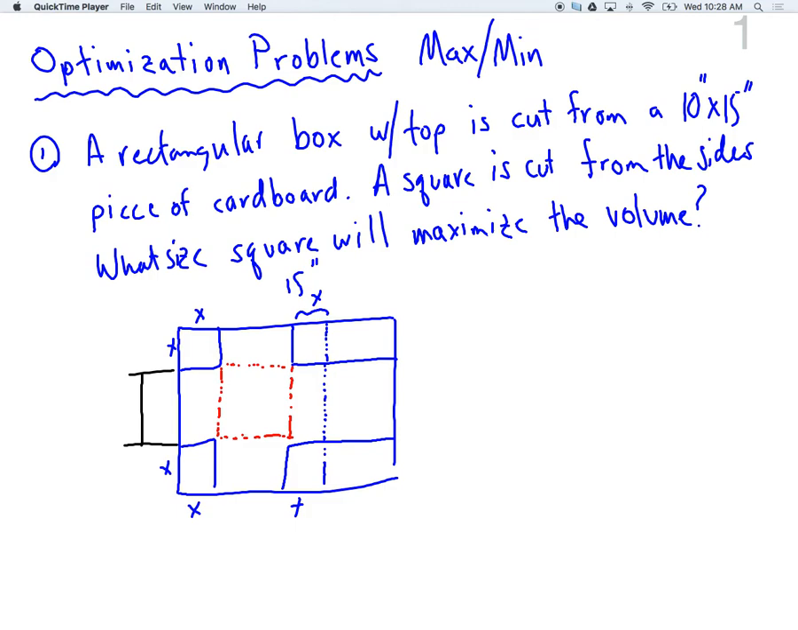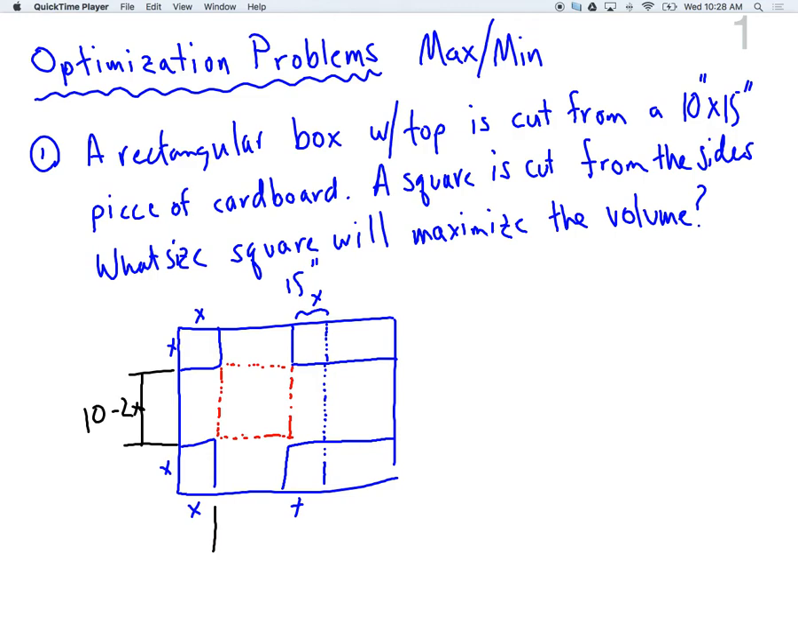How long is that? 10 minus 2x. Beautiful. Everybody good with that? Why, Oliver? Because you're cutting x off both sides. Good. Start with 10, slice x off of both sides. We're good to go.